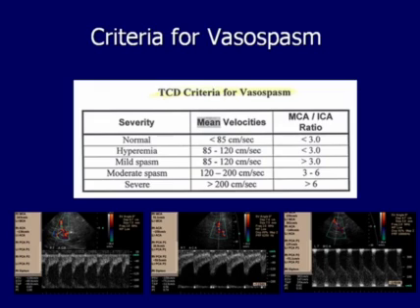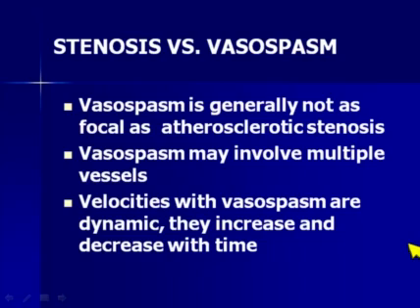This table just shows some criteria for vasospasm. We can see in general a moderate vasospasm is within a vessel that displays a mean velocity, again, of greater than 120 centimeters per second. Severe vasospasm is associated once the velocities are above 200, and we can see down here in the lower right a vessel again with velocities well in excess of 300 centimeters per second in severe vasospasm.